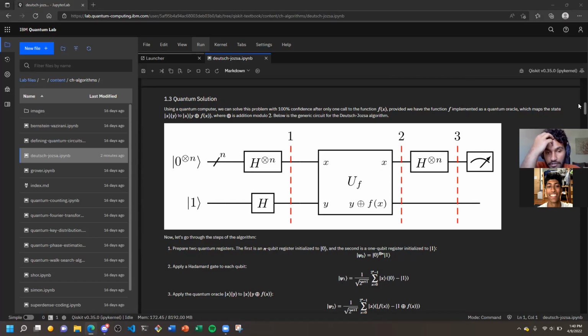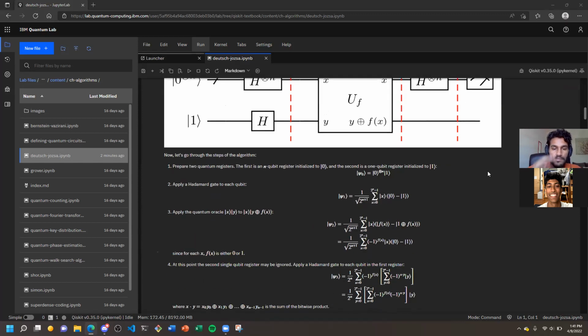Below is the generic circuit for the Deutsch-Jozsa algorithm. You have 2 registers in this case. You have this register, which is all initialized to 0, given a number of qubits, and this register over here is a single qubit initialized to 1. You put all of this into the unitary, and then you measure after the Hadamards again, and you get your output. Now let's go through the steps of this algorithm.